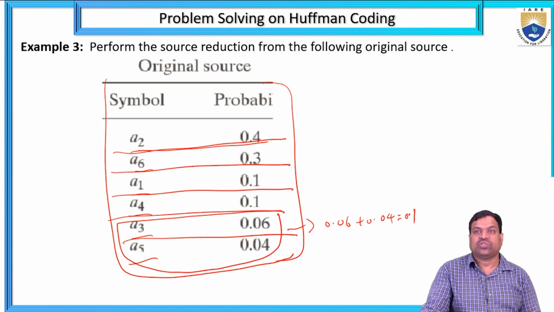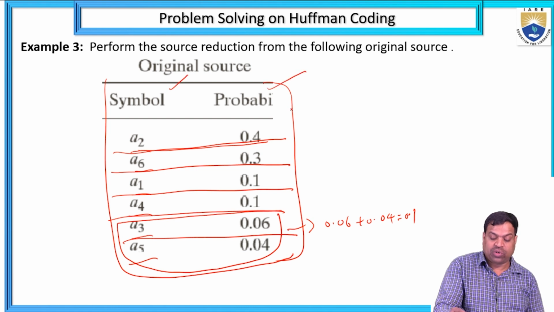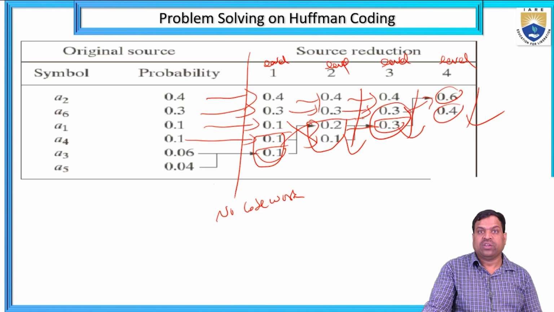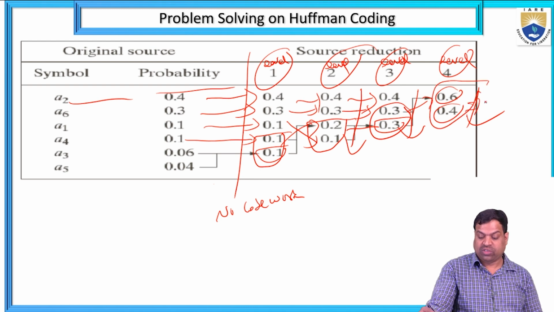And what is the performance of source reduction in the following version? Suppose I am taking symbols and the probability. So 2 inputs I am taking. What are the outputs here? Symbol, probability, level 1, level 2, level 3, level 4. And the final one is equal to 1, so probability equal to 1.